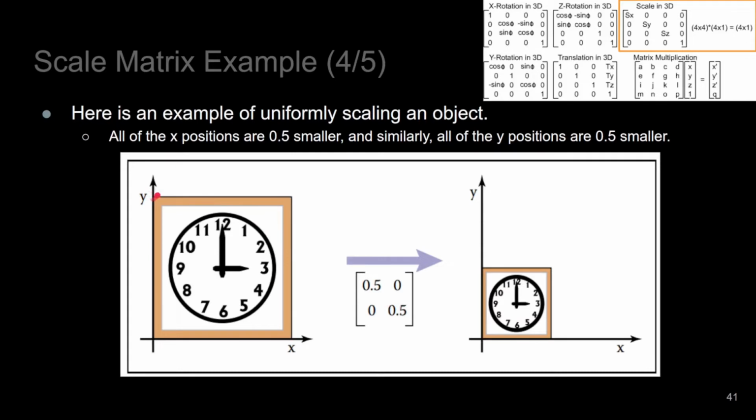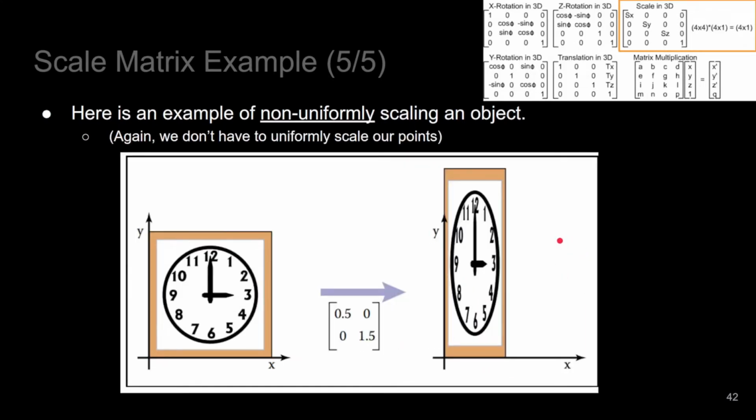So this y point, it gets halved. This x point, or this point here, it gets halved. And then its x has to be halved too. So it ends somewhere around here and so on, right? So you get this clock here. Okay, so you made this object a quarter of the size.